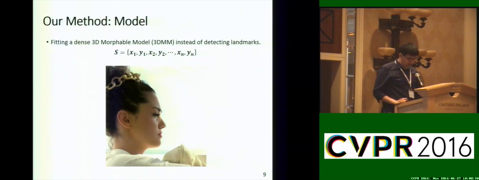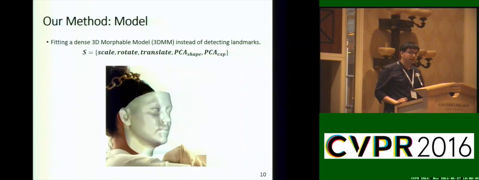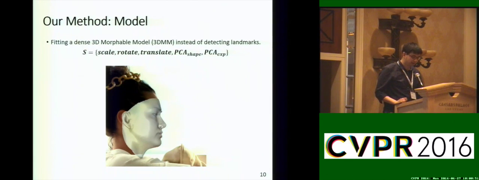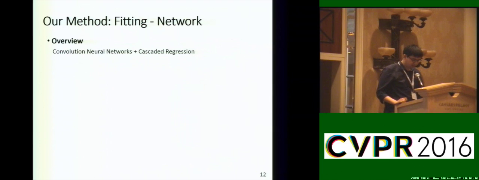Firstly, to resolve the model challenge, we intend to use the 3D model instead of the facial landmarks. The fitting objective will change from the landmark positions to 3DMM parameters, including scale, rotation, translation, shape, and expression PCA parameters. We complete fitting by estimating these parameters, and as a byproduct, the landmarks can be sampled from the fitted 3D face, and their visibility can be easily gotten through 3D geometry. Secondly, to resolve the fitting challenge, we combine convolutional neural networks with a cascaded regression.